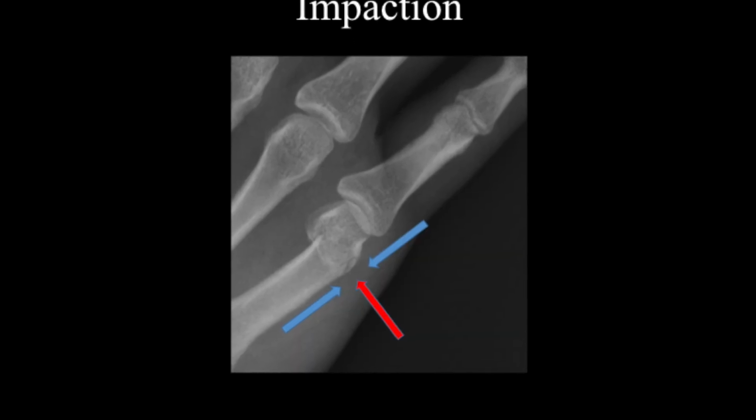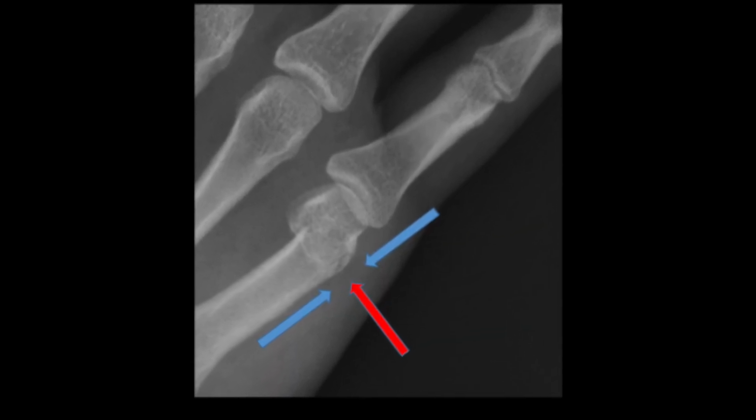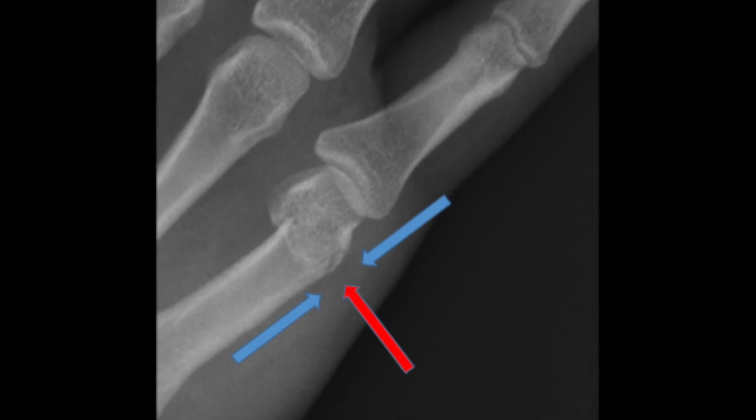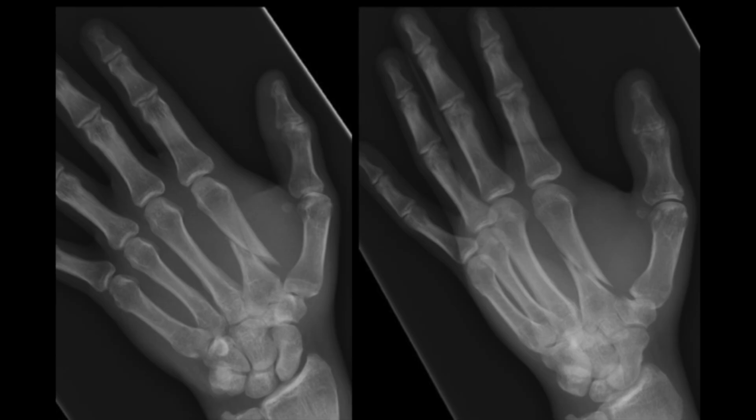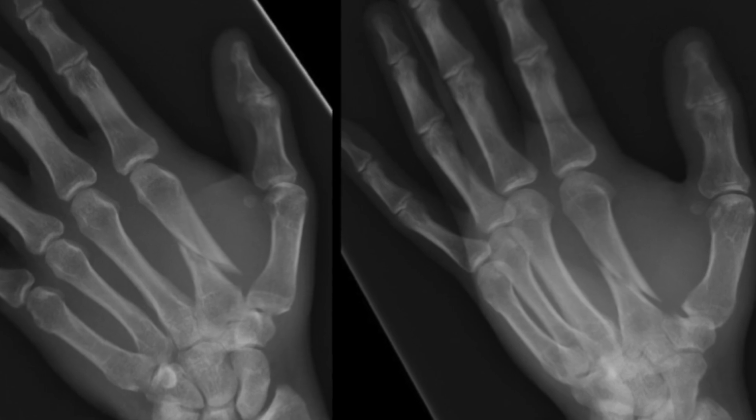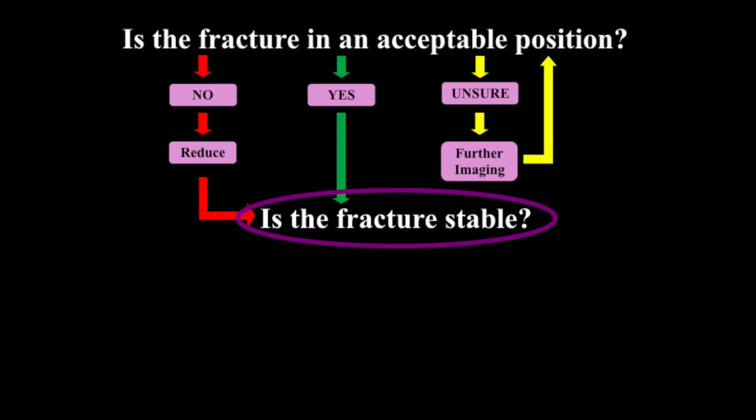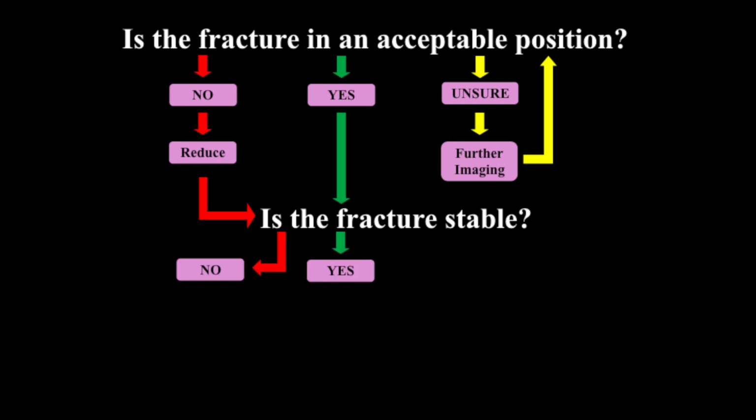Now, we know that certain fracture configurations, such as impacted fractures, are more likely to be stable, while others, such as spiral and oblique fractures, are more likely to be unstable. However, the decision regarding stability should be made taking into consideration not only the radiological finding, but also information from the history, such as the mechanism of the injury, and the examination findings as well. Again, we have three possible answers to the question: yes, no, or unsure.